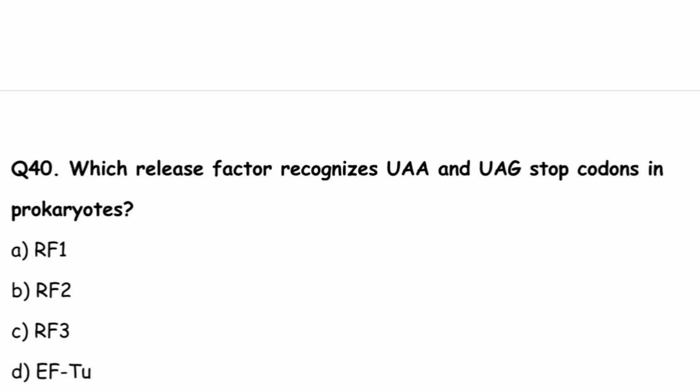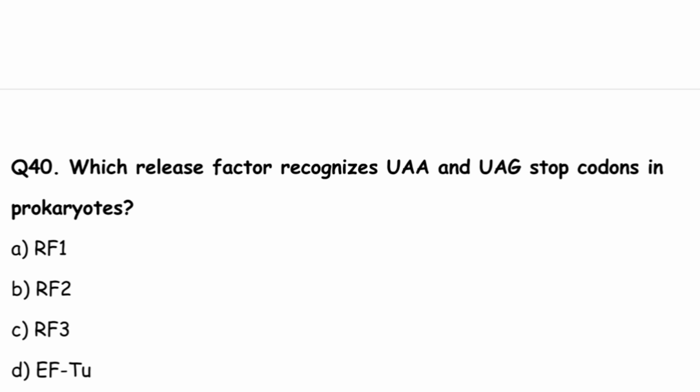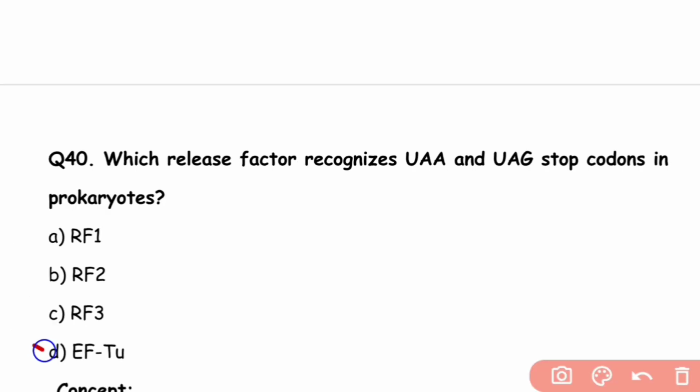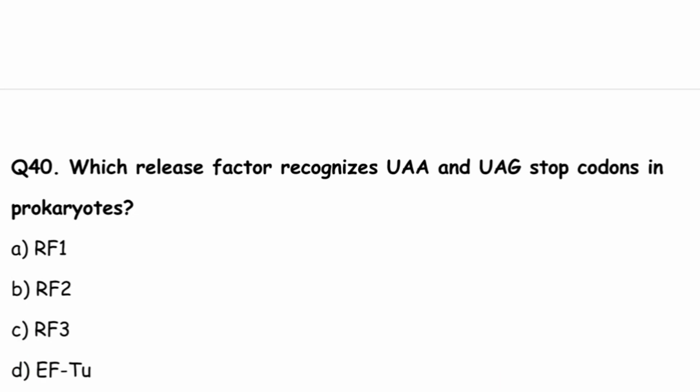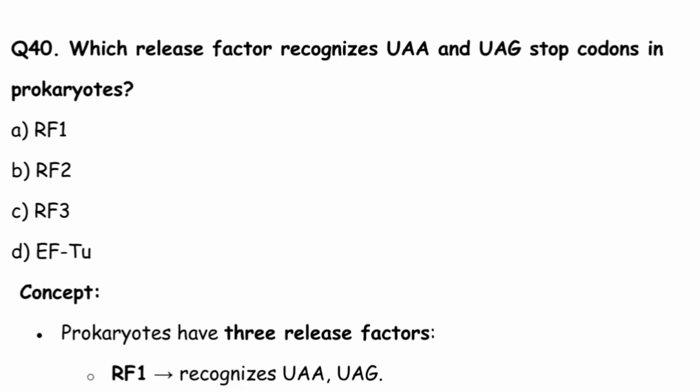Which release factor recognizes UAA and UAG stop codons in prokaryotes? Release factor 1, release factor 2, release factor 3, or EF-Tu? EF-Tu is the incorrect answer because it has its role in elongation. Now out of these 3 release factors, let us see one by one.